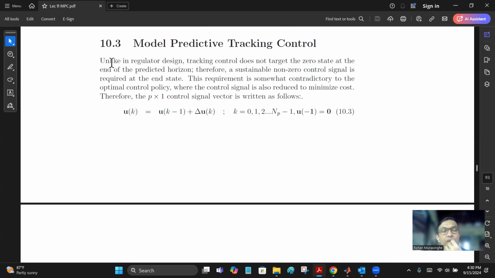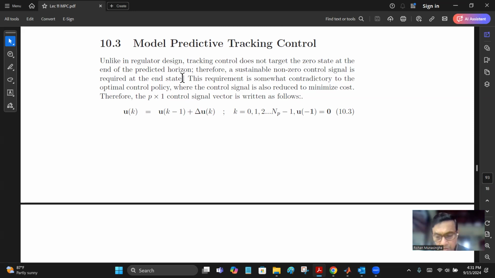Now, if you read the text here, unlike in regular design, tracking control does not target the 0 state at the end. Okay, so tracking controllers are not like that, right? Not like regulators. Tracking controllers do not expect zero as the target. They expect some reference value as the target. So this is the expectation at the end of the predicted horizon or prediction horizon. Therefore, a sustainable non-zero control signal is required at the end state.